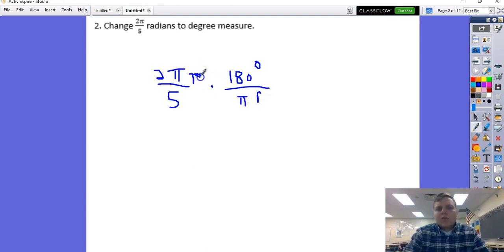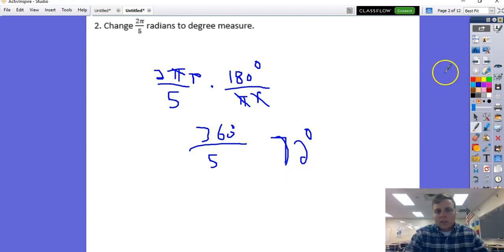Okay, so the radians cancel, as do the pi's. Now we multiply top to top, so 2 times 180 is 360 degrees, all over 5. And 5 goes into 360, let's see, 5 goes into 36 7 times, carry down the 0, that's 10, that's 2, 72 degrees. So 2 pi over 5 radians is the same thing as 72 degrees.